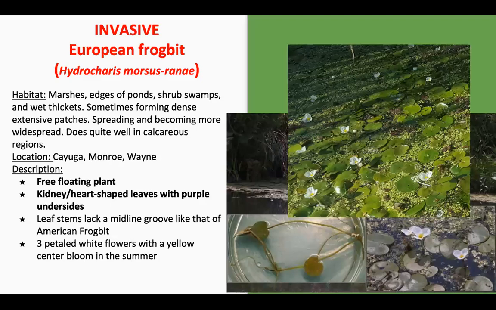Next up is the invasive European frogbit. So this is a free-floating plant. It has kidney-shaped or heart-shaped leaves, and they have purple undersides. And this is one of the plants that has that very common white flower that has 3 petals, and that blooms in the summertime, but it's a very short window.